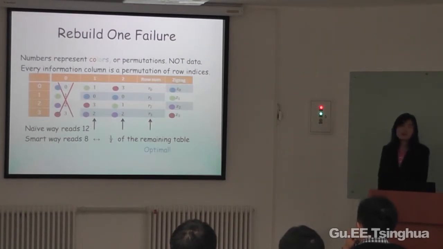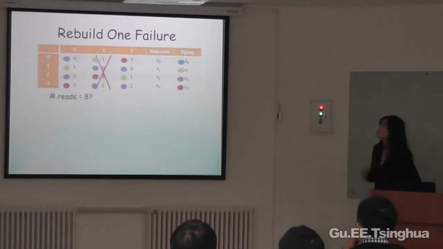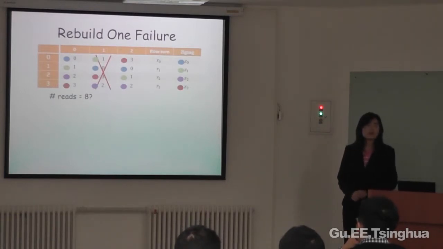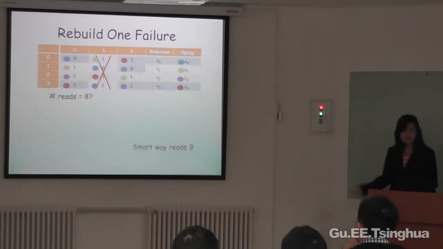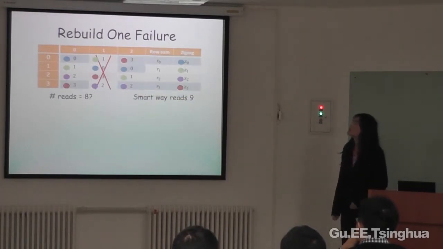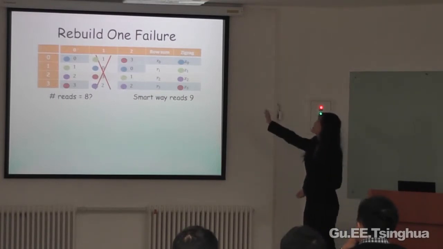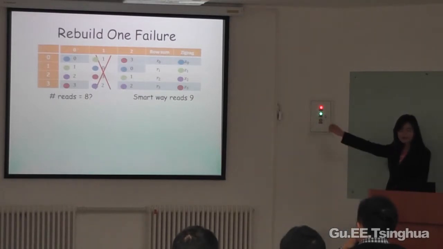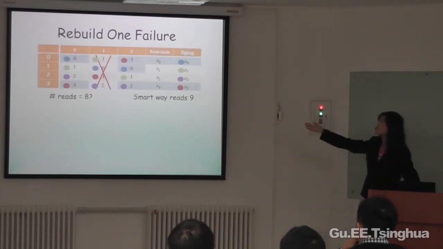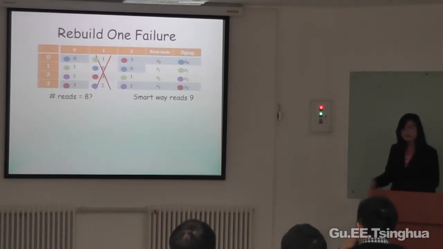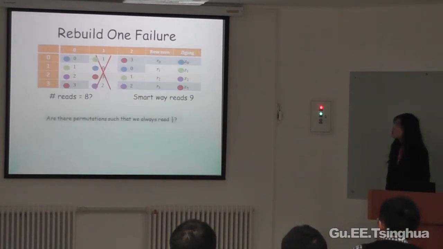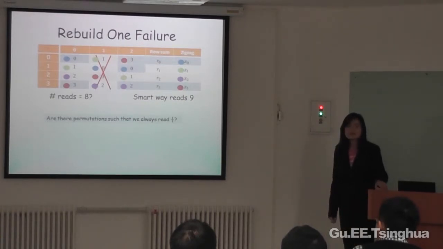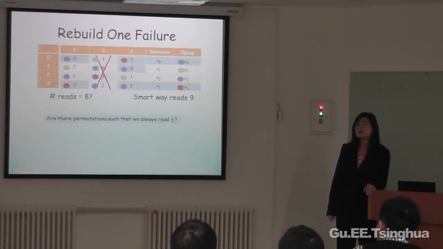But we want it to be optimal for any of the nodes. So let's say that I lose node 1. Then how many do I need to read? Well, the smartest way that I found was 9. So maybe you can find something better, but I tried and I only found 9. Similar to the previous example, we can use some rows and some zigzags and recover. Here the rows and zigzags do not completely intersect. So now we come to the question: are there permutations such that for any node erasure, we can always read only 1/2?